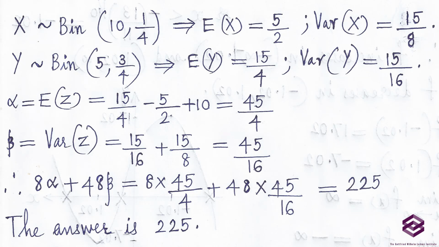So alpha is equal to 45 by 4 and beta is equal to 45 by 16. Now we can easily calculate 8 alpha plus 48 beta, and it is equal to 225. So the answer is 225.